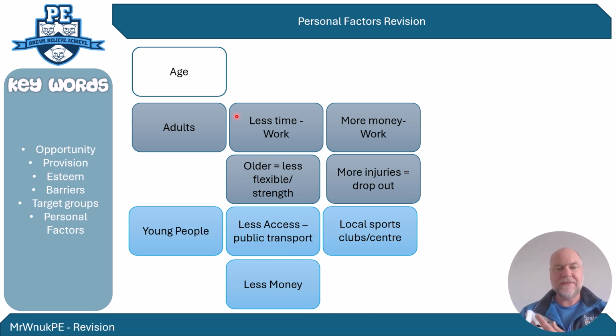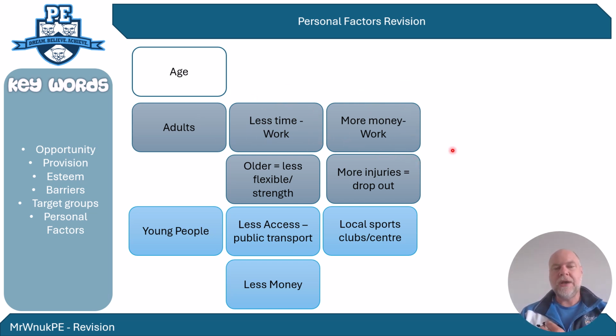Now, adults tend to have less time because of work, okay? So they can't take part in as many activities. However, they do have more money, so they can afford to take part in those activities. Now, you could talk about the fact that the older you get, the less flexible, the less strength you have, and you're more likely to have injuries. That could be one of your answers, but really do focus on the time and the money side of it.